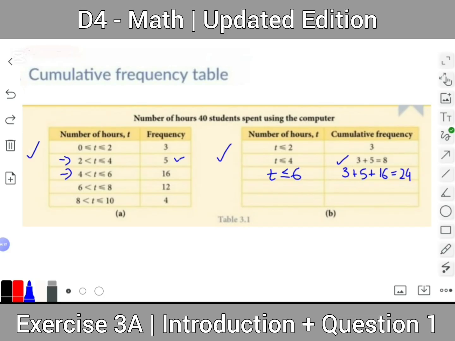We then just repeat this process all the way to the end of the table. So for the next interval from 6 to 8, with a frequency of 12, we now need to go from 0 all the way up to 8. We can just add on this new frequency of 12 to 24. So for t less than or equal to 8, we add 12 to the previous frequency 24, and it gives us 36.